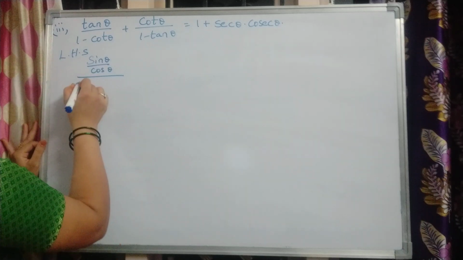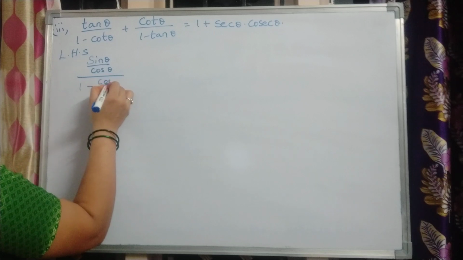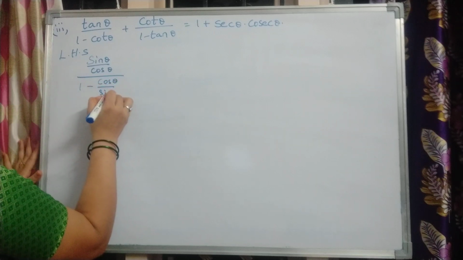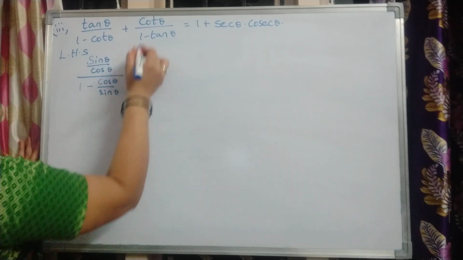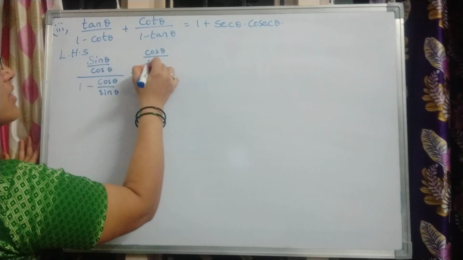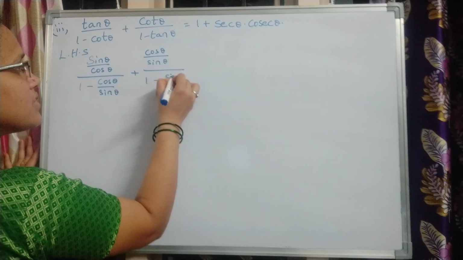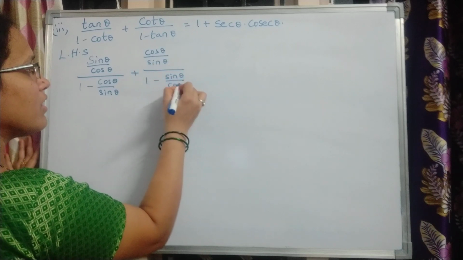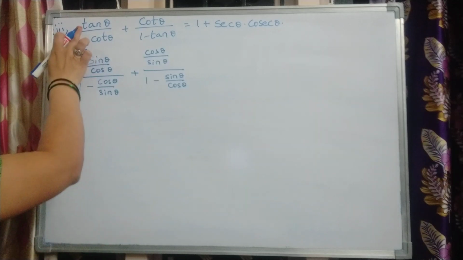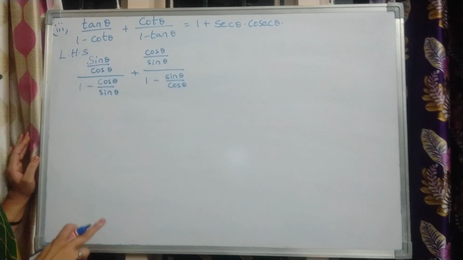Okay, so 1 minus, what do you mean by cot, children? Cos theta by sine theta plus, what is cot? Cos theta by sine theta by 1 minus sine theta by cos theta. So wherever tan is there, I wrote sine by cos, and wherever cot is there, I wrote cos by sine.